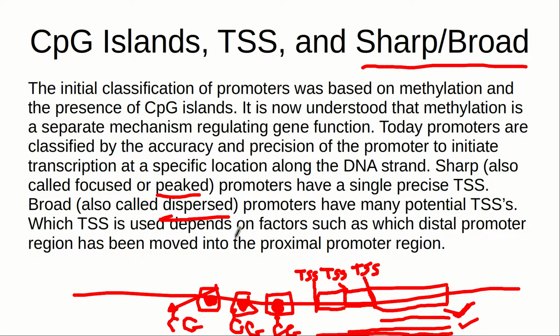You need to understand, now a peaked or a sharp one is one that only has a single promoter, or a single place that RNA polymerase can bind and move forward. All right, that is a peaked or sharp. I prefer sharp to peaked. I also use the term broad instead of dispersed, but these are terms that are also used. In fact, there are a couple more even. These are just the two most common sets of terminology.